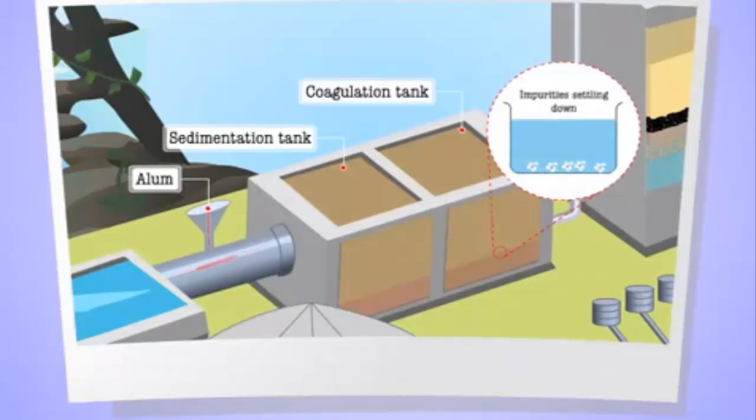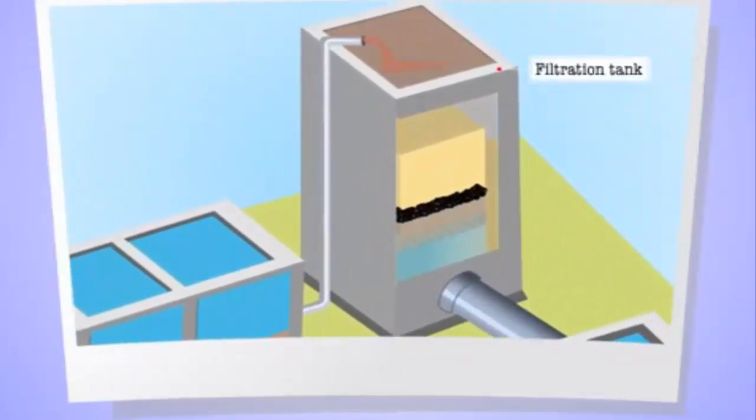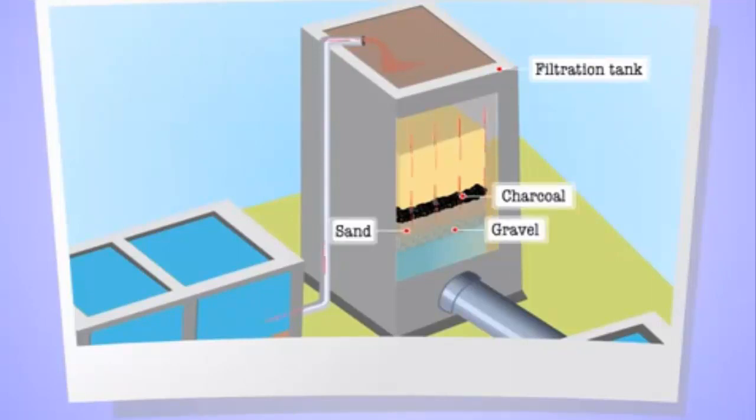In the second stage, water is carried from sedimentation tanks to the filtration tanks. Here, water is passed through the beds of charcoal, sand, and gravel. This process removes the remaining suspended impurities.